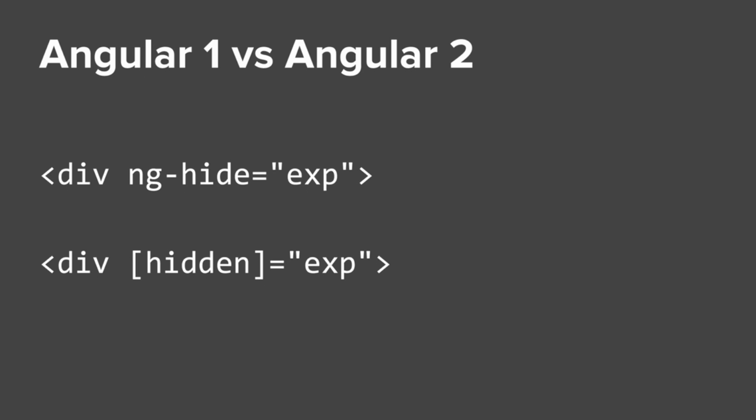If you want to hide something, you have ngIf, ngShow, and stuff like that. So you can just use the hidden attribute. Every DOM element has a hidden property. So this is one ugly thing that Angular 2 has.